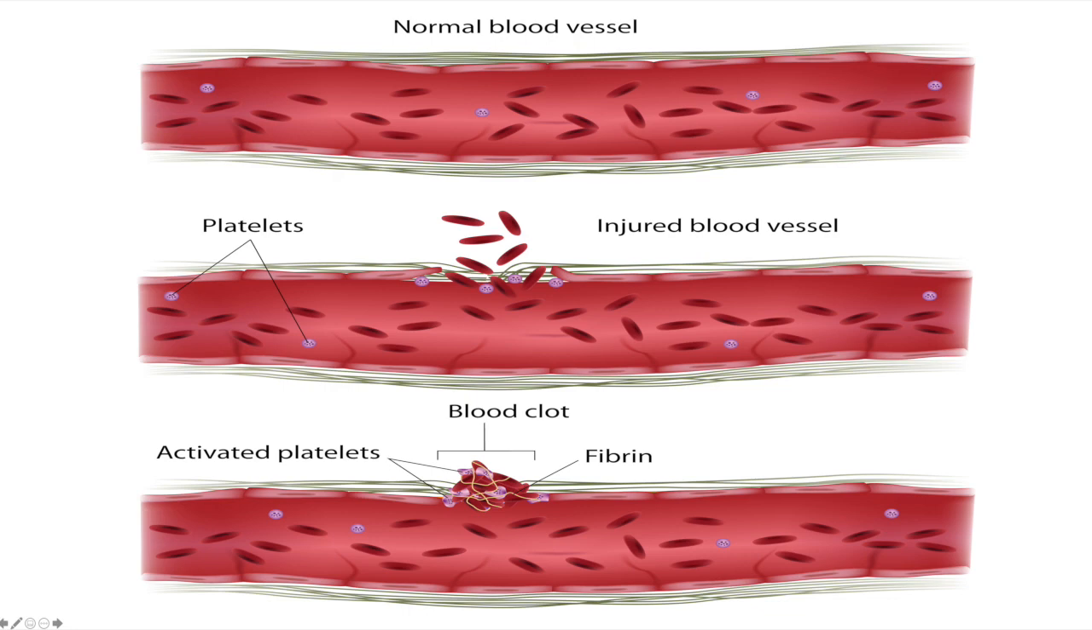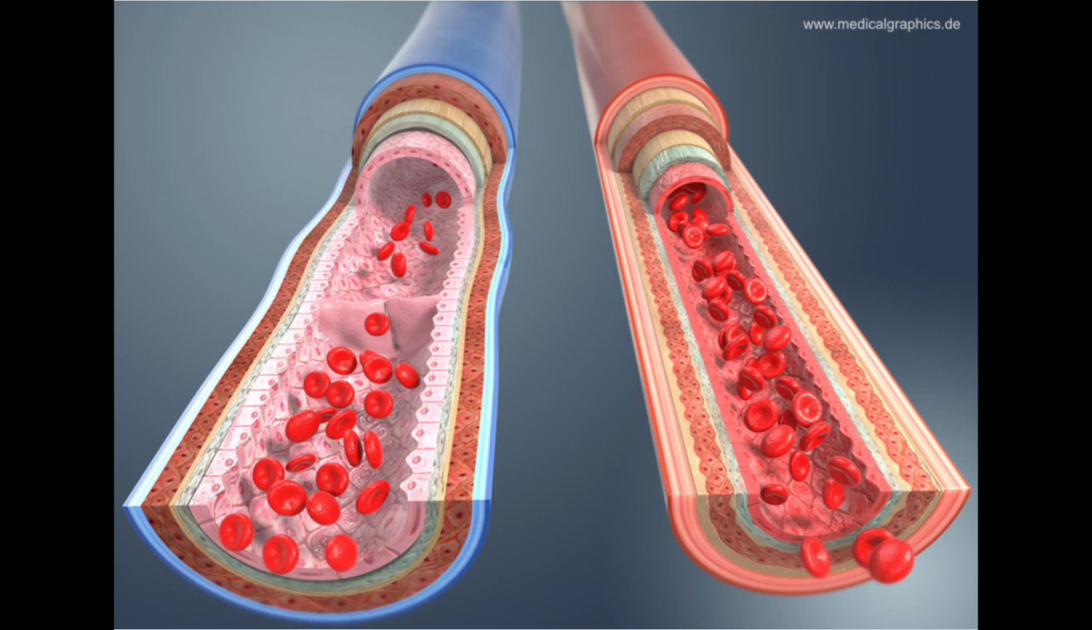So what's the difference between the structure of an artery and a vein? Well, the arteries have very thick walls to withstand that high pressure, and the veins have thinner walls. Arteries are exposed to the highest pressures of any vessels.